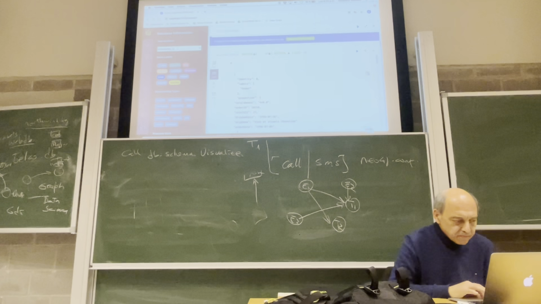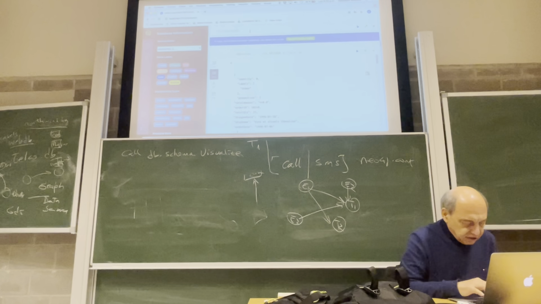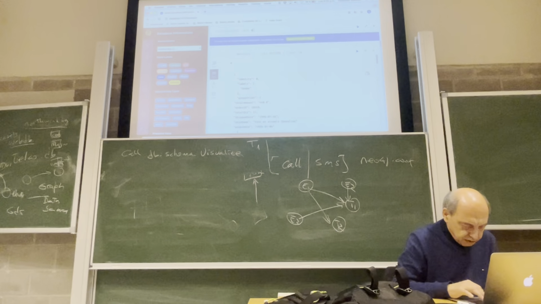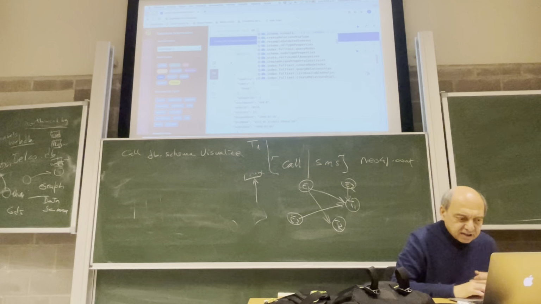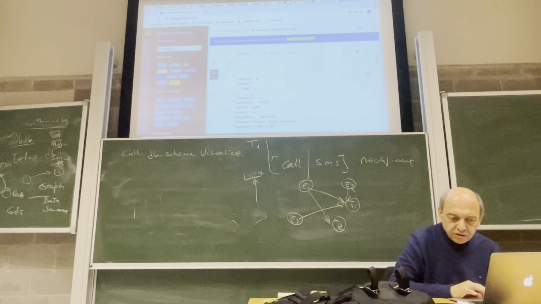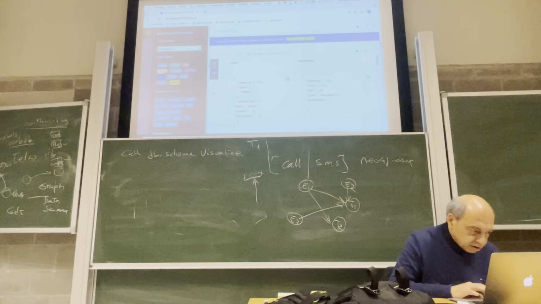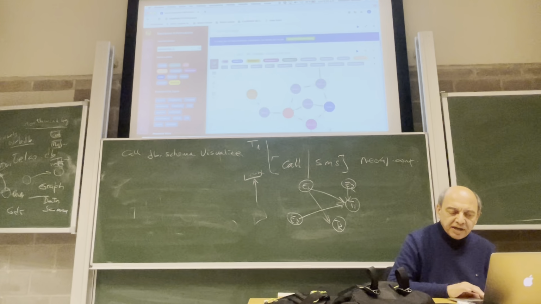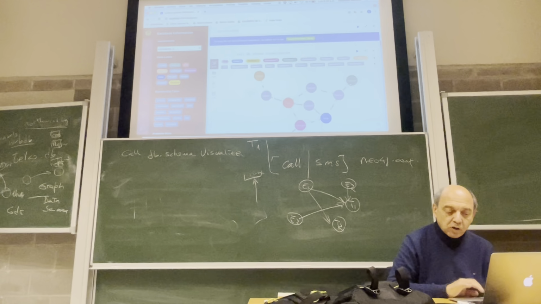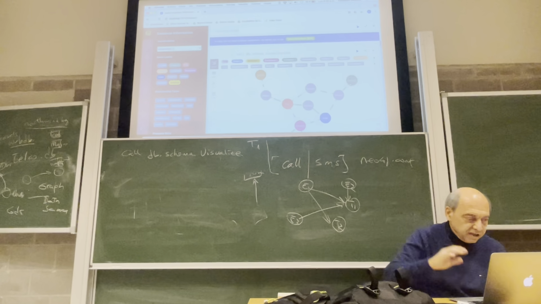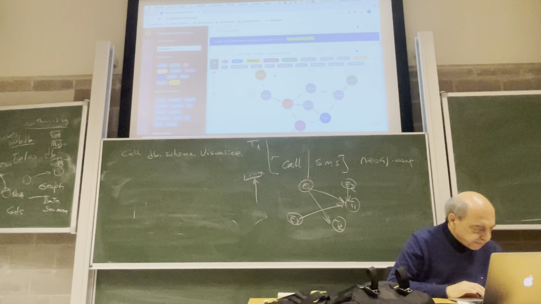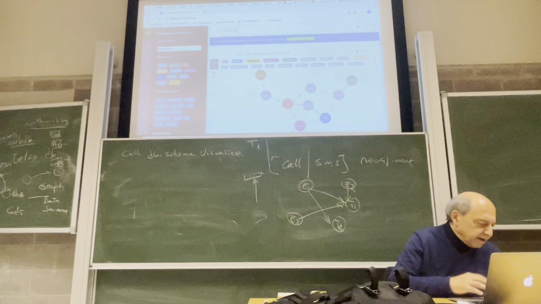Okay, so if I write call db.schema.visualization, then I get what I showed you before. This is the slide I have shown you before.